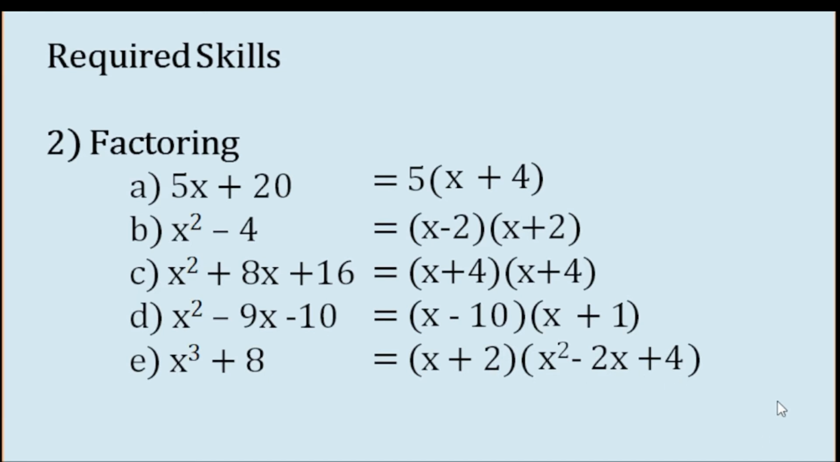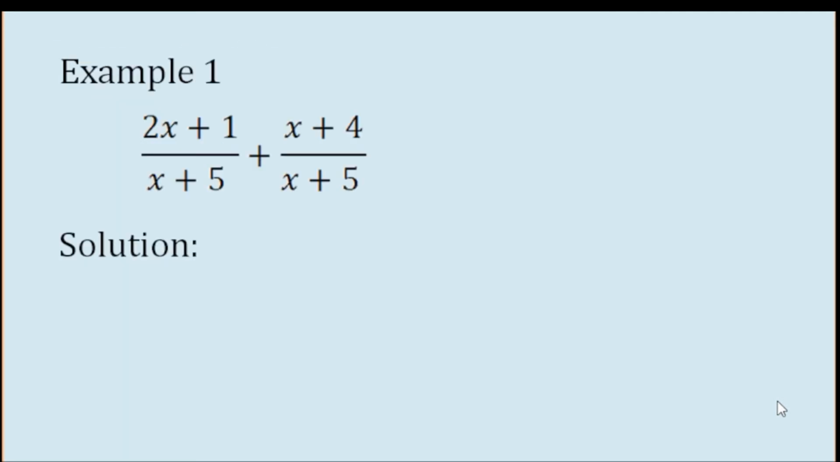Now, we are ready to add rational algebraic expressions. First is the easiest type. The denominators are the same. Here, x plus 5, and the denominator of the second one is also x plus 5. So if that would be the case, we will just copy down the common denominator and then perform the operation on the numerator. Meaning to say we'll just add, because this is plus here, so it's going to be 2x plus 1 plus x plus 4.